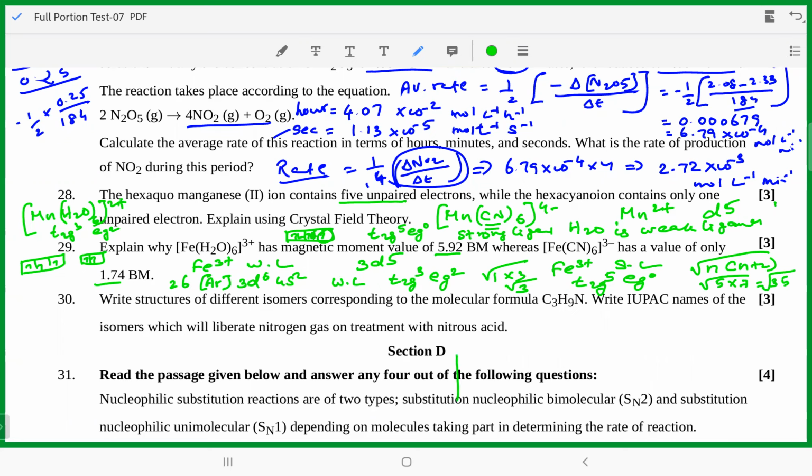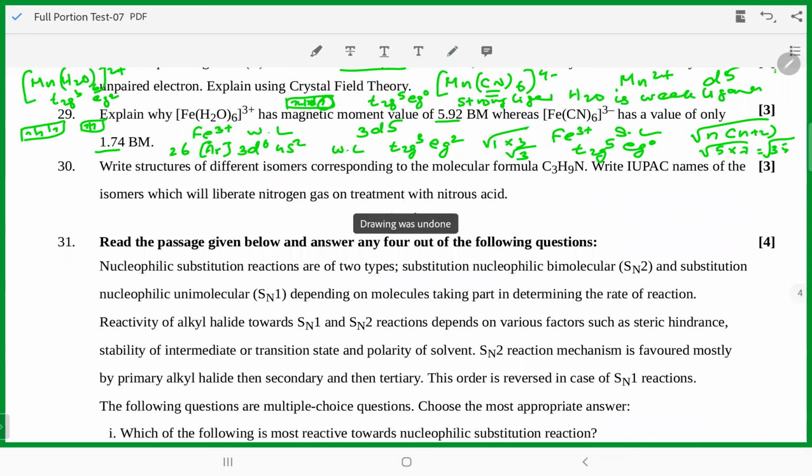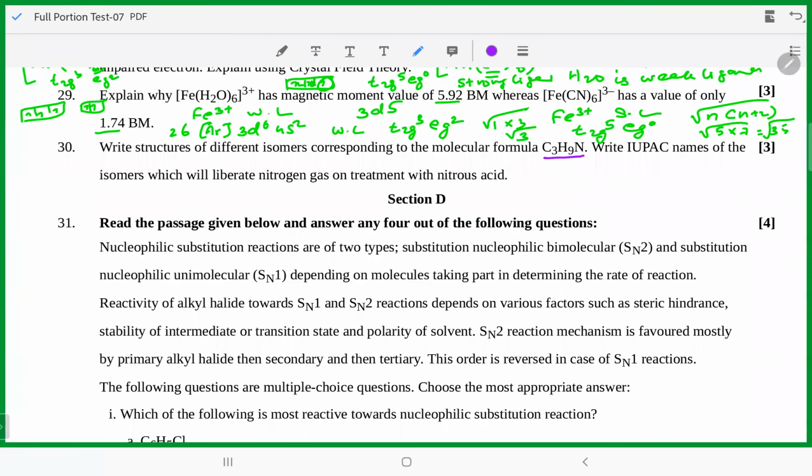And then, write the structural isomers corresponding to the molecular formula C3H9N, and the IUPAC name of the isomer which will liberate nitrogen gas on treatment with nitrous acid. They have asked to write all of these. First, what all are there? It is C3. CH3CH2CH2NH2, this is 1-aminopropane. And then CH3CH(NH2)CH3, this will be 2-aminopropane. So these are the two isomers.